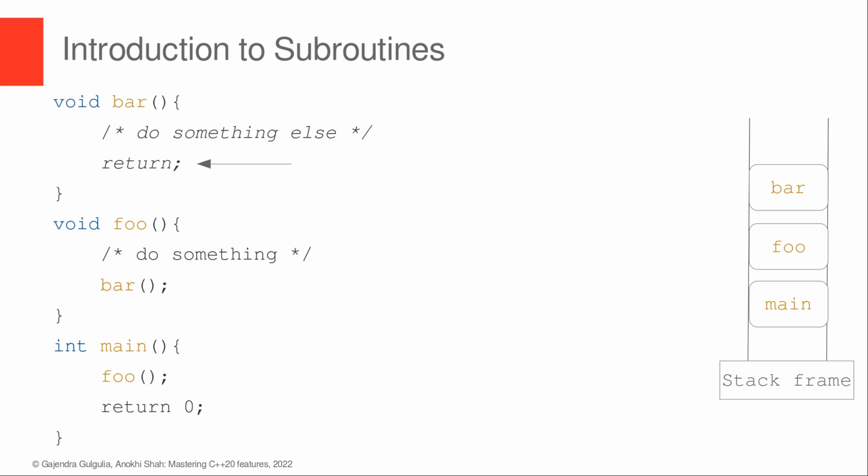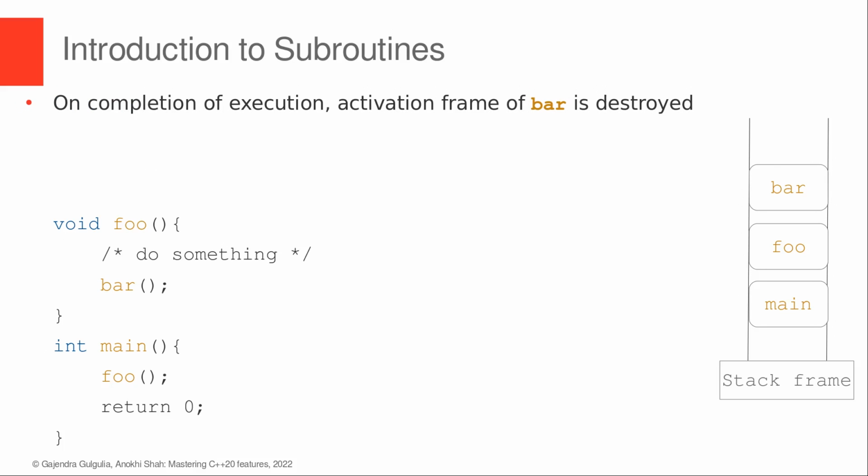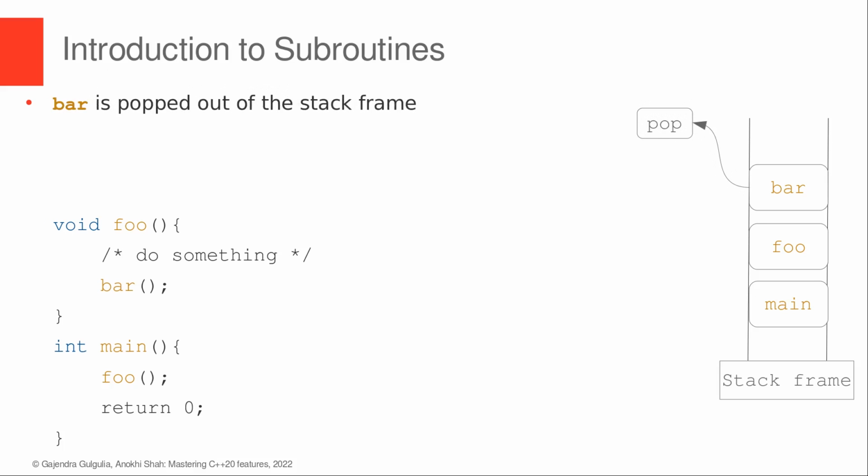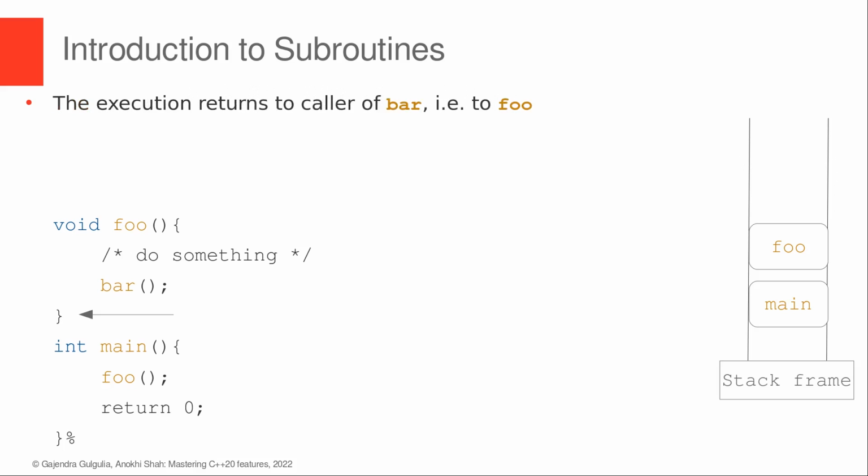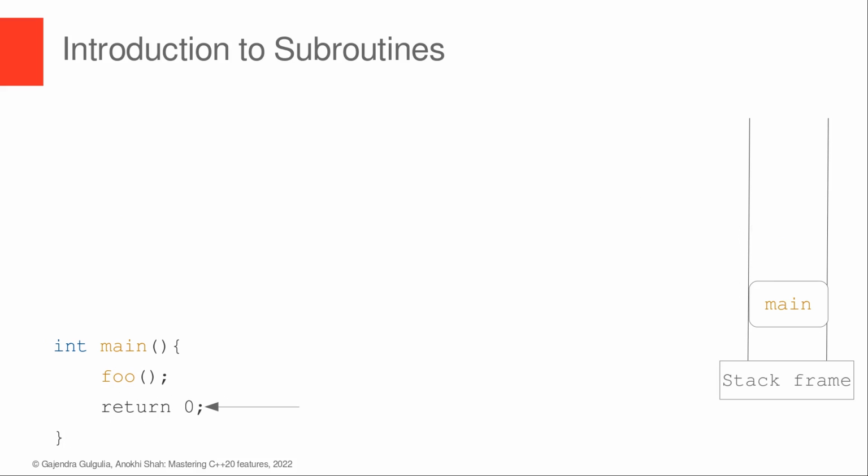Finally, bar returns, and on completion of execution, the activation frame of bar is destroyed, and bar is popped out of the stack frame. Next, the execution returns to the caller of bar, which is foo, and foo finishes execution and is also popped out of the stack frame. Finally, the function main also finishes execution and is popped out of the stack frame, and stack frame is empty.